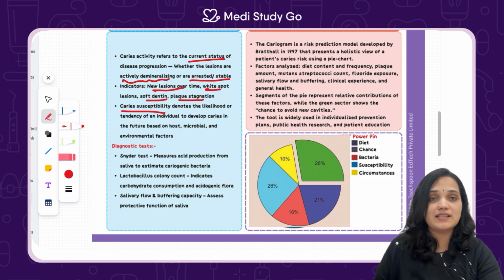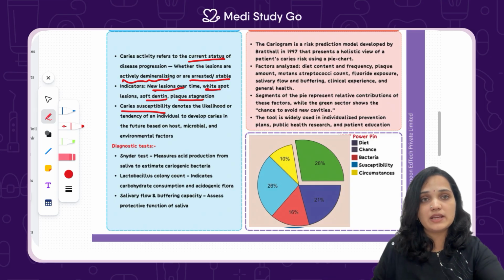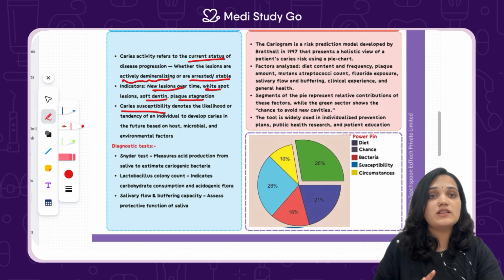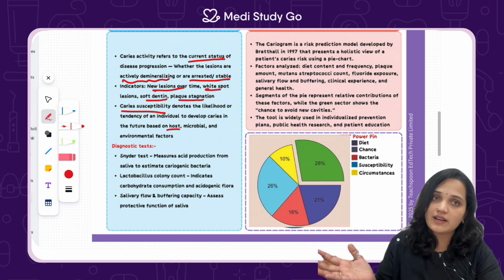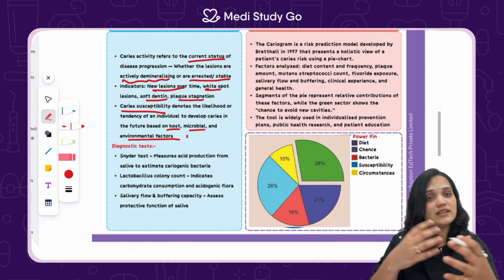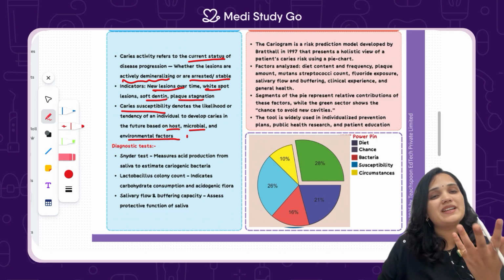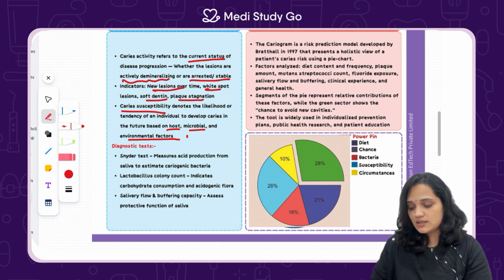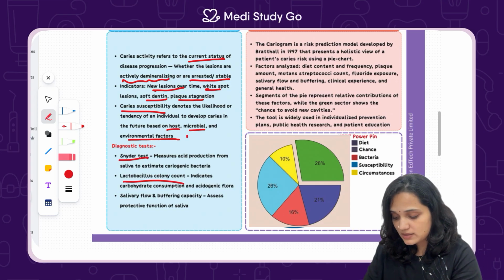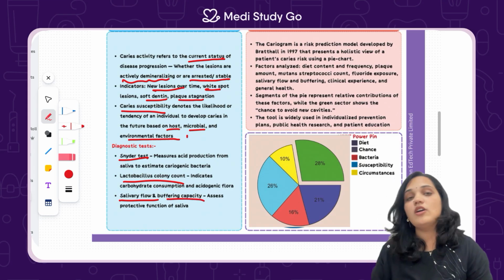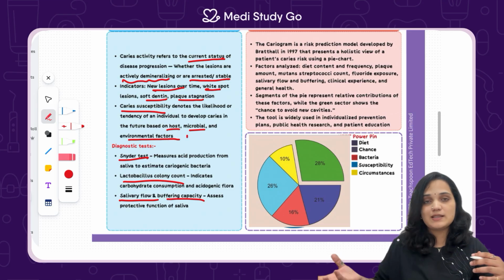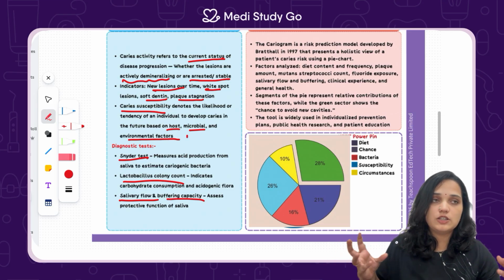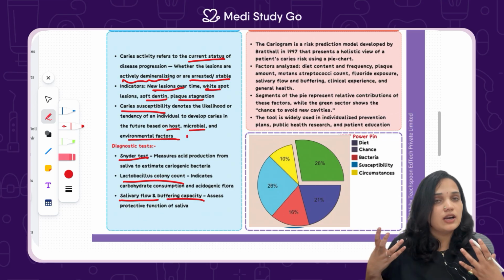Then what is caries susceptibility? It, on the other hand, refers to the likelihood of developing caries in the future. It depends on the interaction of host factors, microbial factors, and environmental influences. How can we diagnose this? We can diagnose it through some simple tests: the Snyder test, the lactobacillus count, the colony count, and the salivary flow and buffer capacity. All of this will tell us the caries susceptibility and caries activity going on in a person's oral cavity.